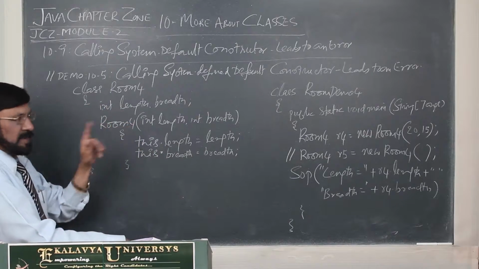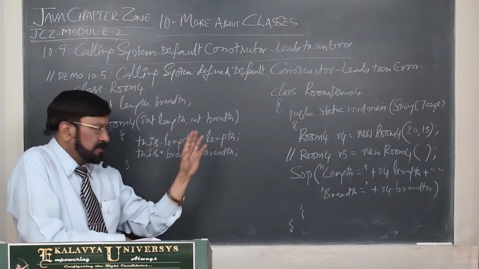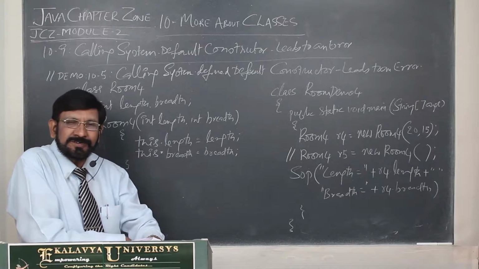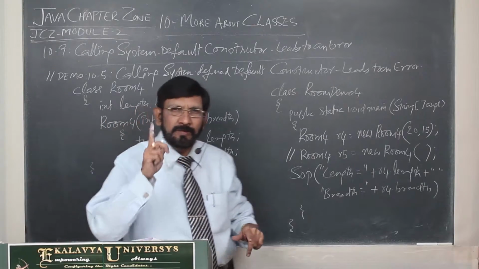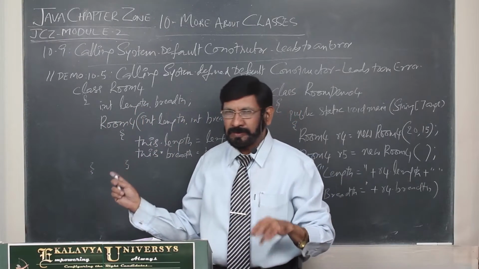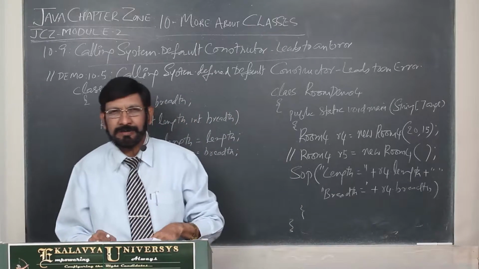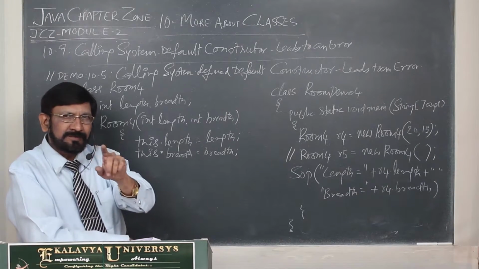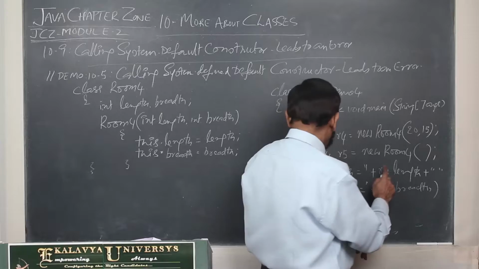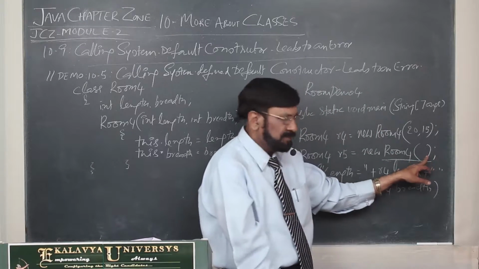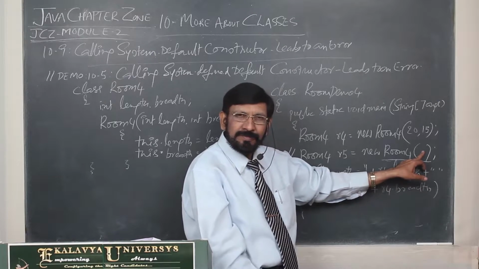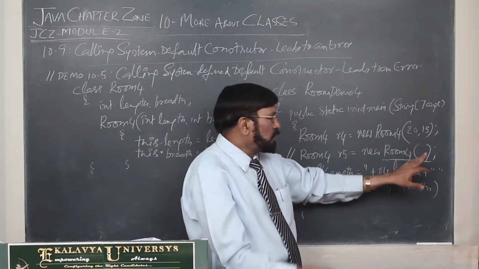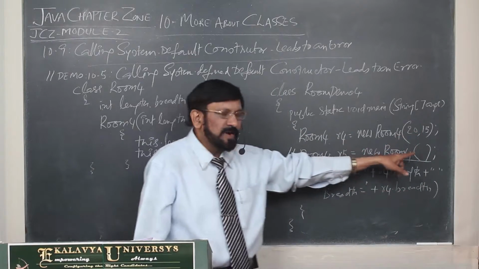Whenever you define a user-defined argument constructor, you should not call the system-defined default constructor. Once again I repeat, when you define your own constructor, what we call a user-defined argument constructor, you should not call the system-defined default constructor. I show you, this is calling the system-defined default constructor. That means you are not giving any argument. You are depending on the system-defined default constructor. So when you define your constructor, you should not call that.